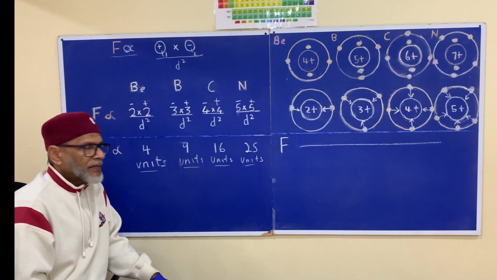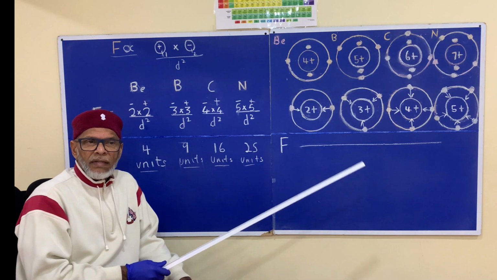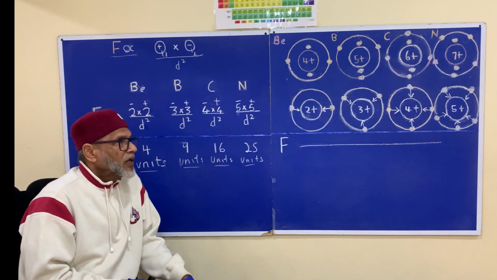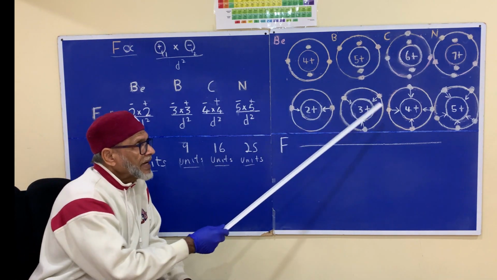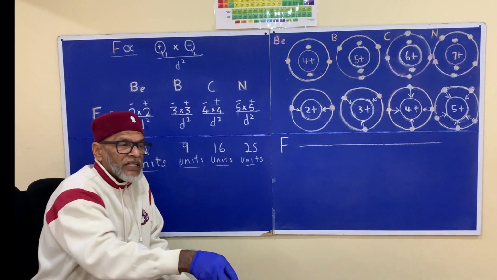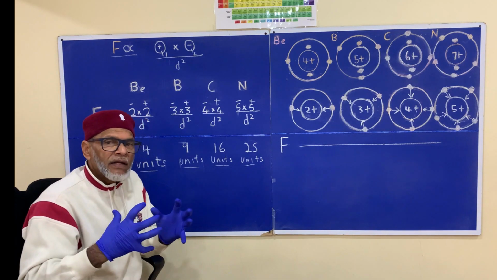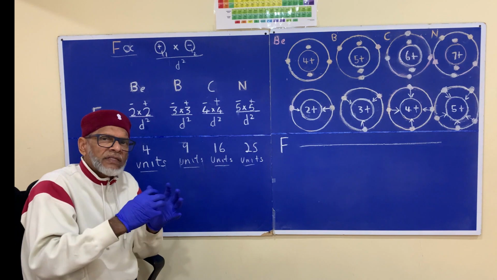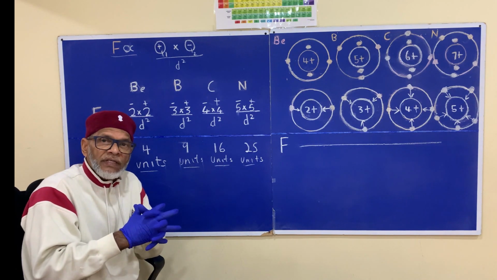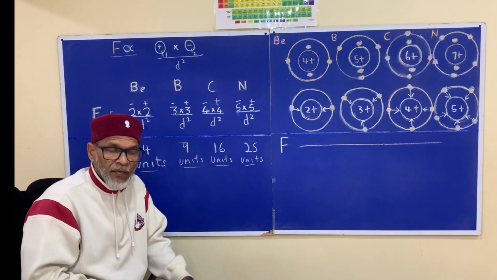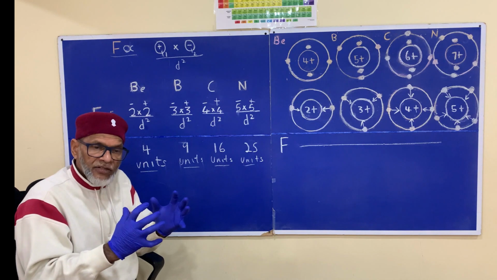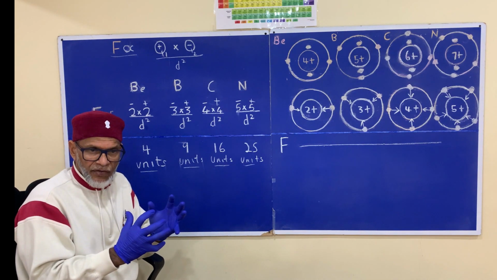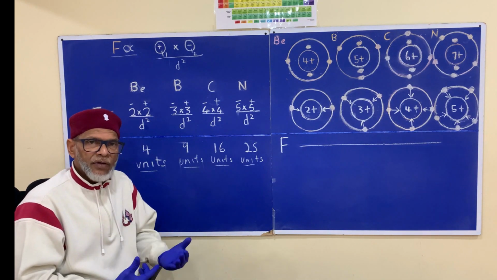Okay? We'll now apply Coulomb's law to help us determine which one of these nuclei here will attract the electron cloud closer to itself. The one that attracts the electron cloud closest to itself will have the smallest atomic radius, whereas the one that barely attracts the electron cloud to itself will have the largest one.